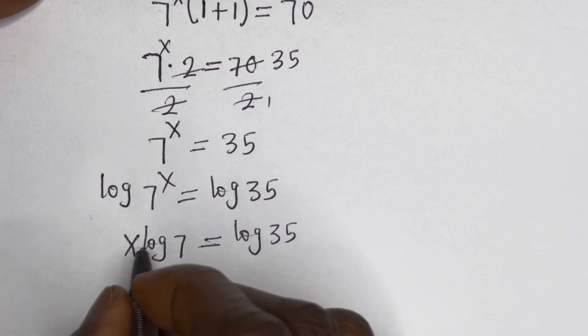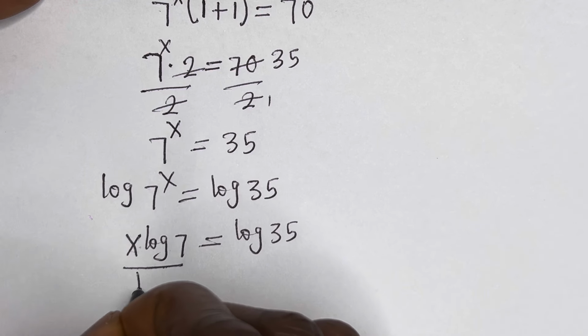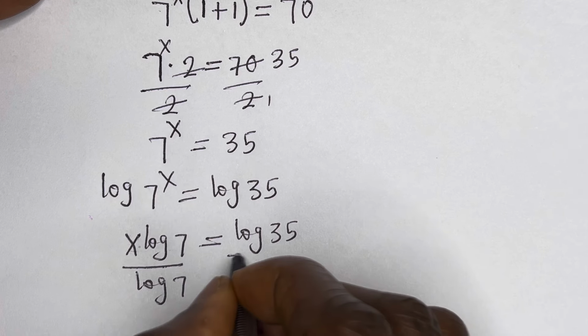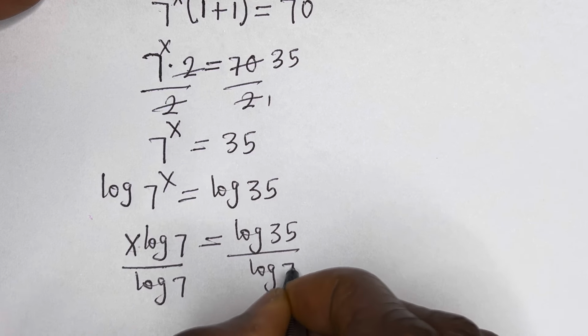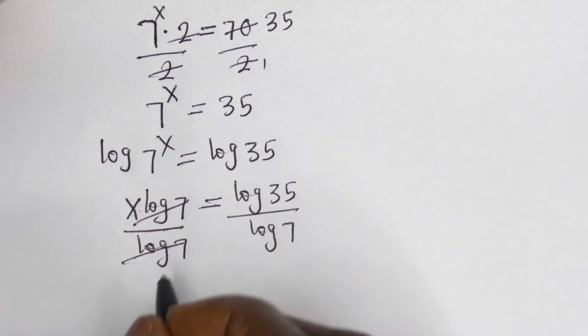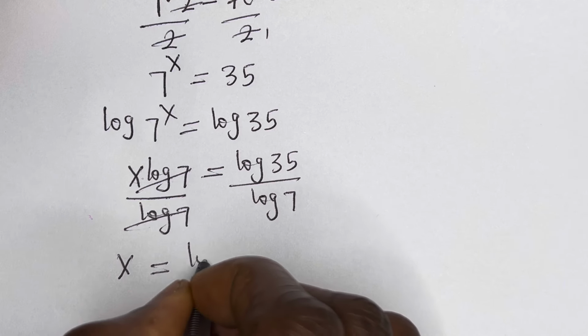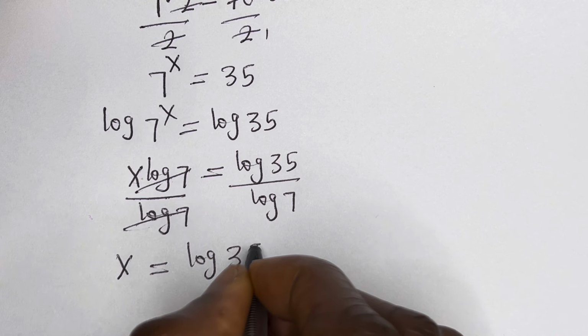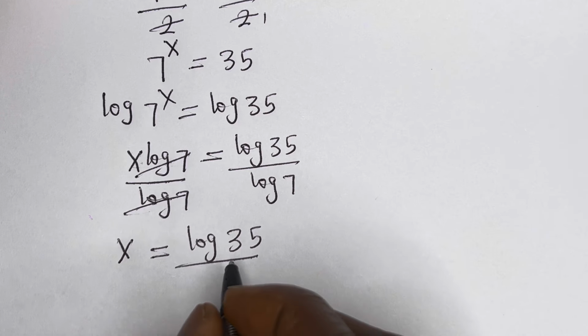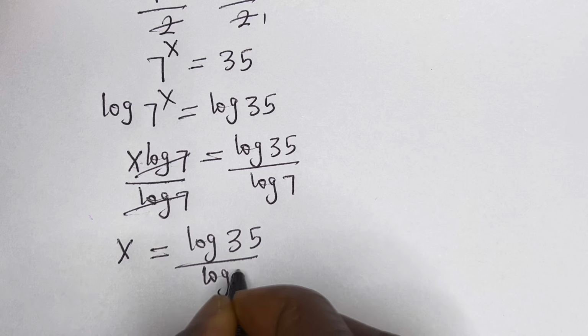Let's divide both sides of this equation by log 7. This log 7 cancels this log 7. s is equal to log 35 divided by log 7.